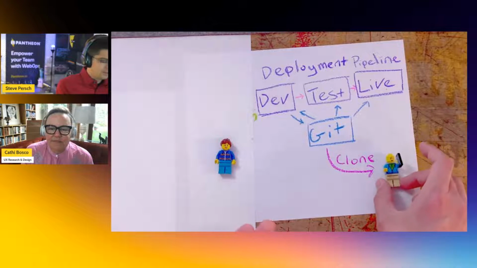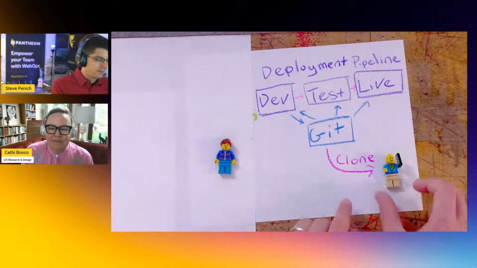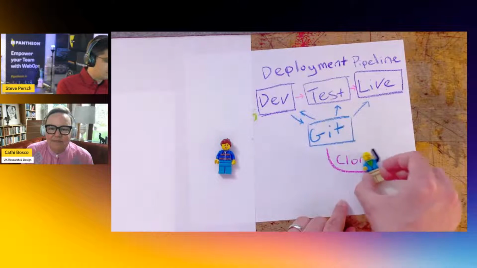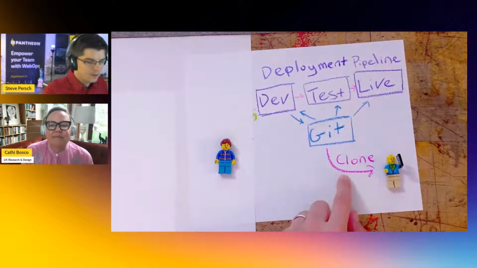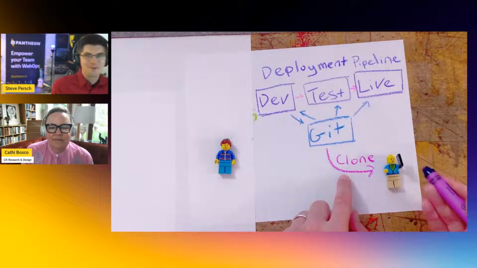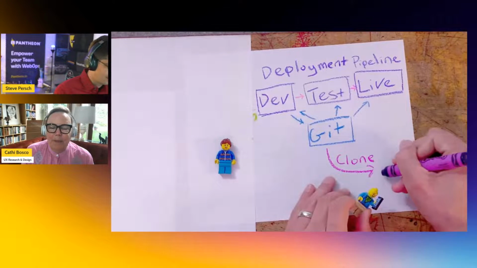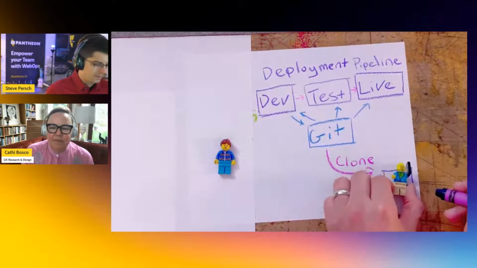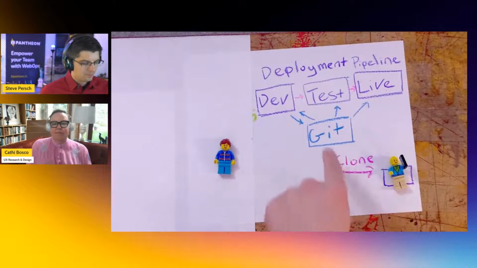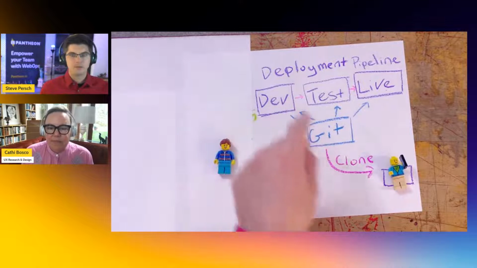Me, as a developer who might prefer to work locally, I could clone the whole code base down. I don't know if I'm going to do development on my phone, but let's imagine I've got a laptop as well. I'm doing work on my laptop. I can clone, push back up to Git, and that could sync to the dev environment.